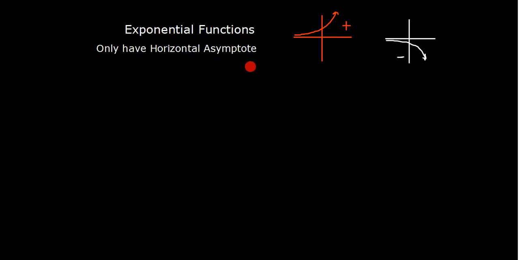Today we are going to be looking at the exponential functions, which have only the horizontal asymptote. They are not like the hyperbola graph, which has both the horizontal and the vertical asymptote. This one has only a horizontal asymptote.